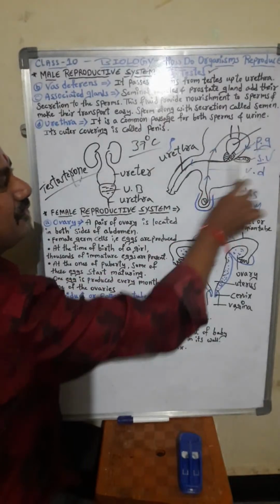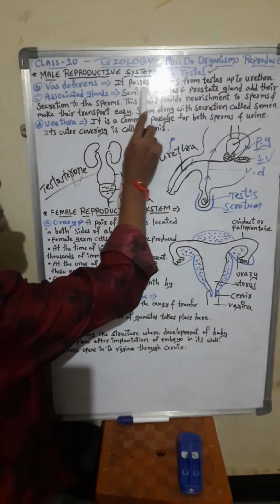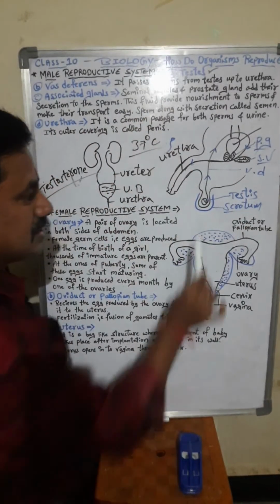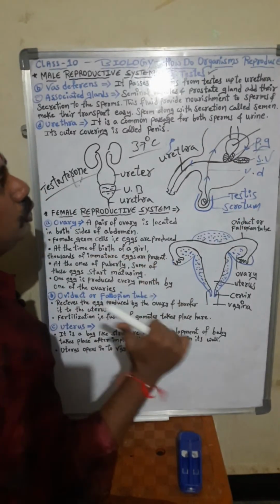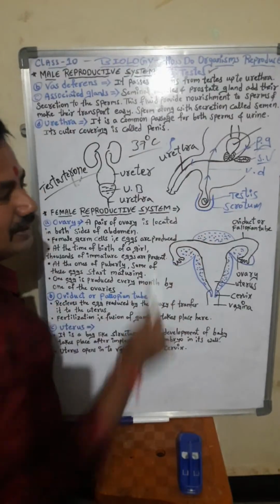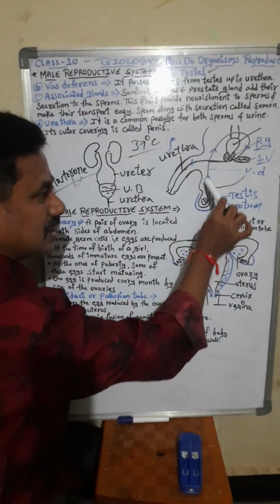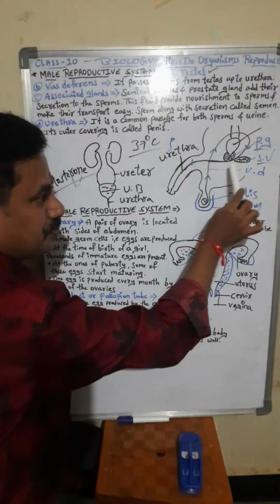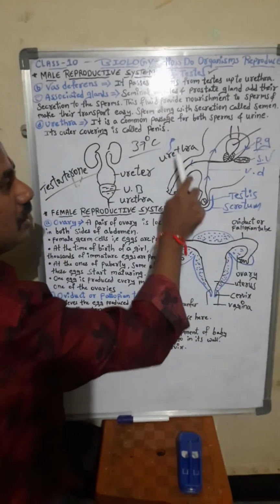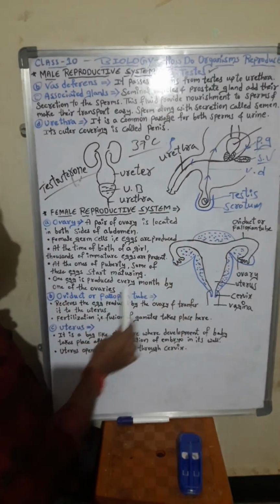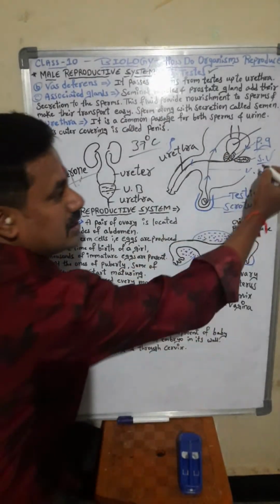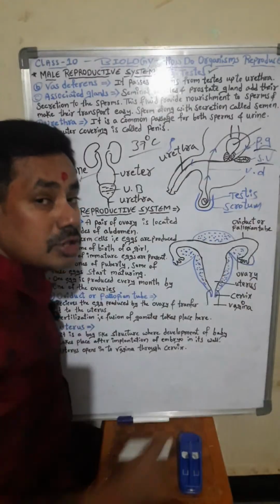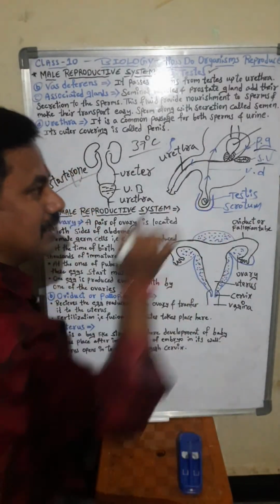Next, vas deferens. Vas deferens passes sperms from the testis up to the urethra. Already I have written urethra here. Next, associated glands. Associated glands means what I have told you: seminal vesicles and prostate gland.